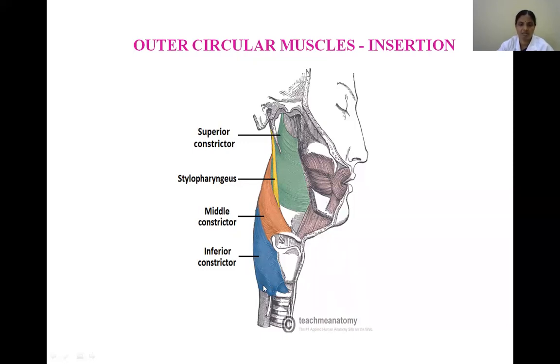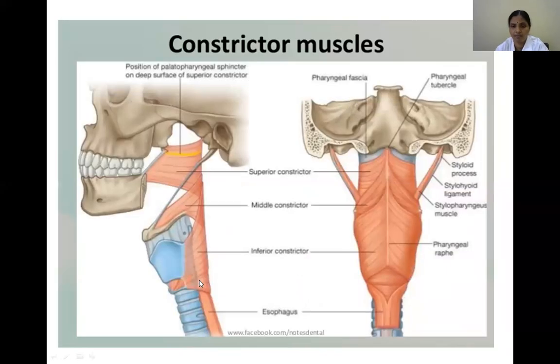They are not arching backwards, upwards. They are just horizontally placed, and at the median plane, what happened? Continuous with the opposite fibers. So there is no interrupting median raphe. Here you can see, this is the inferior constrictor muscle. The part of the muscle, you see, there is no median raphe in the middle.